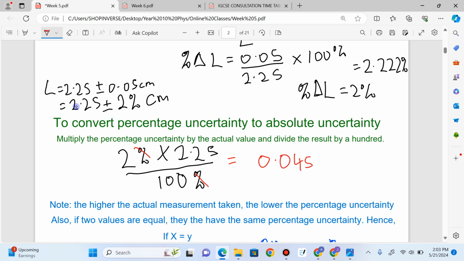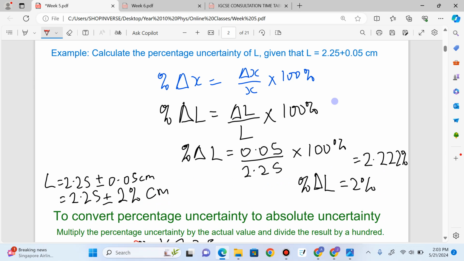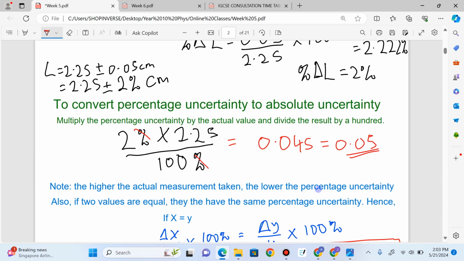0.045. Express it to one significant figure, because we've been working with one significant figure when it comes to the uncertainty. So if I express 0.045 to one significant figure, I'll get 0.05. So this is how you go from absolute uncertainty to percentage uncertainty, and if I have percentage uncertainty, I want to get my absolute uncertainty.